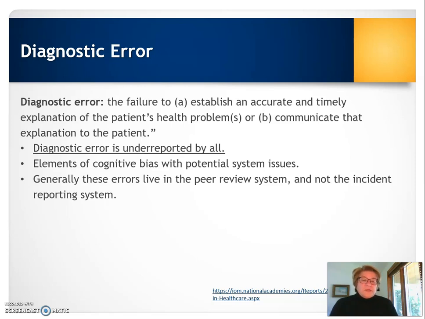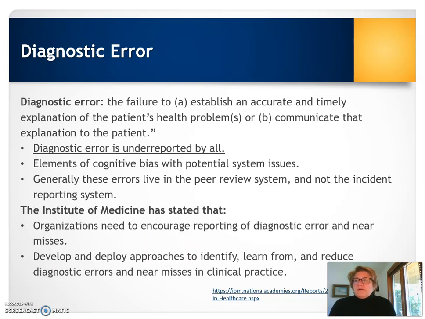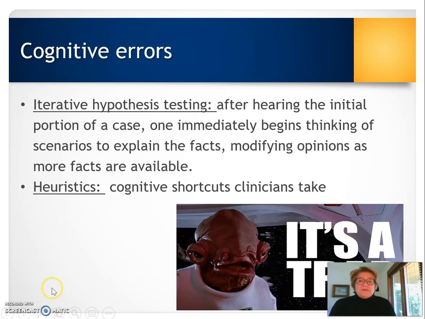Generally, these errors live in peer review systems, physician and advanced nurse practitioner peer review systems, which are separate from the incident reporting system and based on individual performance. But this is an area where we know that there are issues. It's underreported, it's difficult to count, and it's difficult to address. Again, it's based on some cognitive errors.